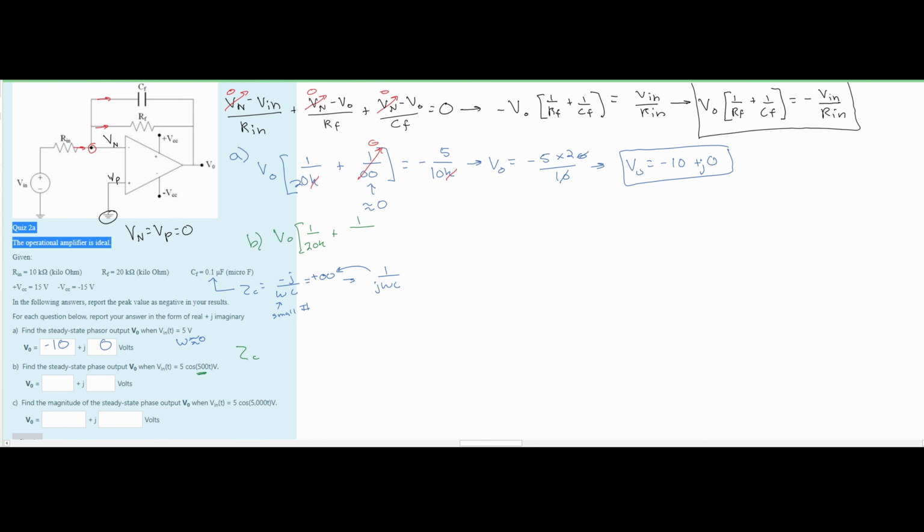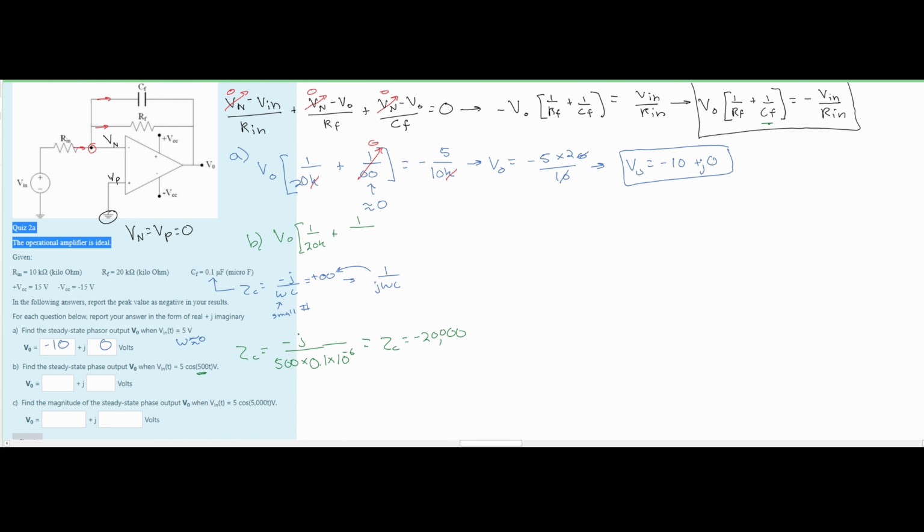That's what it should be written as up here. But our ZC is going to be equal to the same thing that we had, negative J divided by our omega, which is 500, times our C, which is 0.1 microfarad. So you want this in farads, so it's just going to be 10 to the negative 6. We can plug that into a calculator, and this is going to give us that our ZC is equal to negative 20,000.